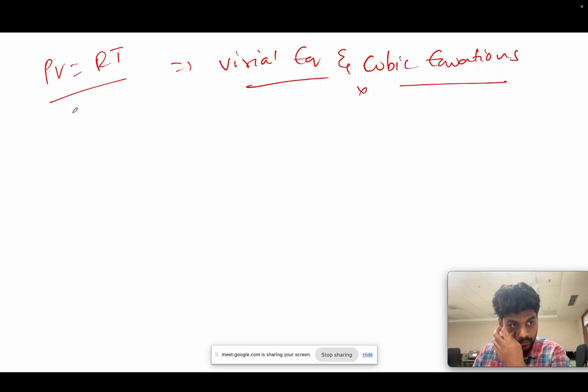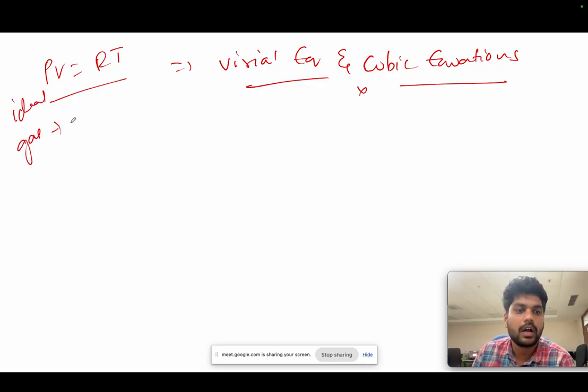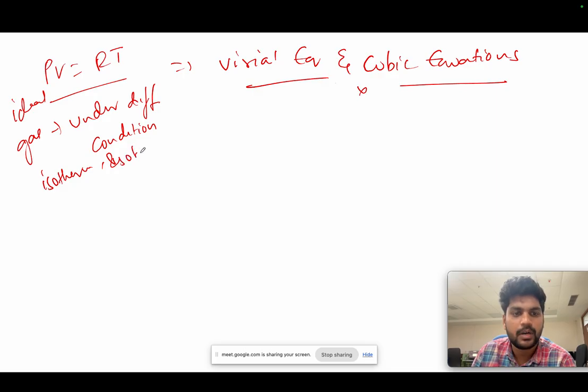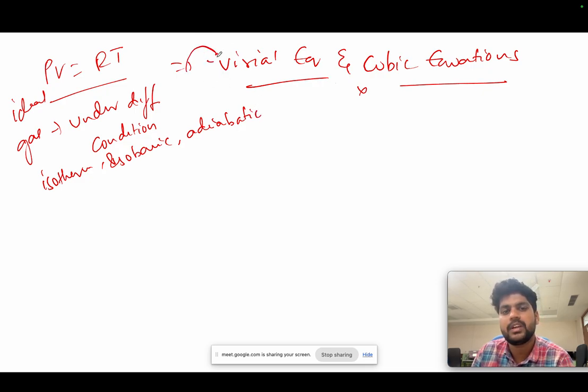Yes, sir. So we have the equation PV equal to RT. We know this is the basic ideal gas equation, right? So under different conditions, how does this equation change? That's what we are going to see today. Different conditions in the sense isothermal, isobaric, and adiabatic. And then we will go how to do it for the real gases.